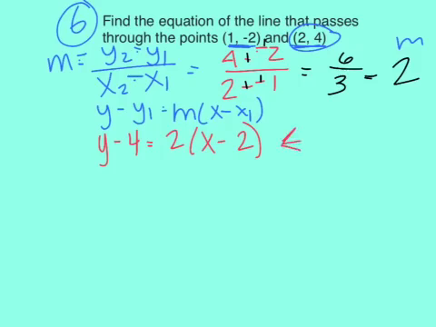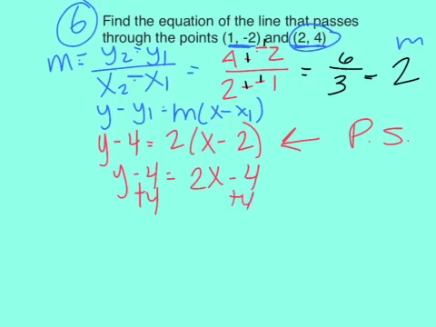If it said put it in point slope form, you're done. However, we like things in slope-intercept form, so I'm going to go ahead and solve for y. So y minus 4 equals 2x minus 4. Now if I add 4 to both sides, I get y equals 2x. And that is your slope-intercept form, with a slope of 2 and a y-intercept of 0.